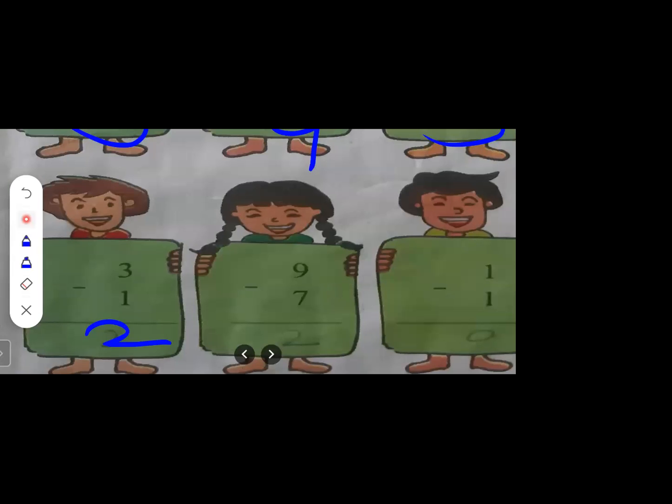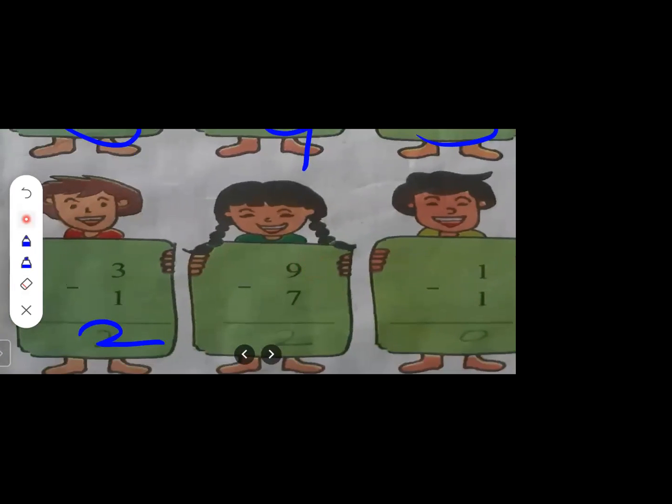What is there? 9 minus 7. So take 9 fingers on your hand. Then close 7 fingers. How many fingers are remaining on your hand, students, now? 2 fingers are left, right? So what will we write? We will write 2. Answer will be 2.